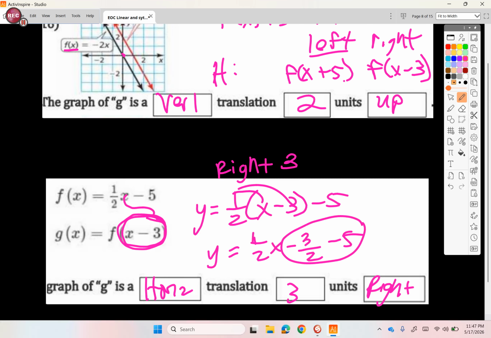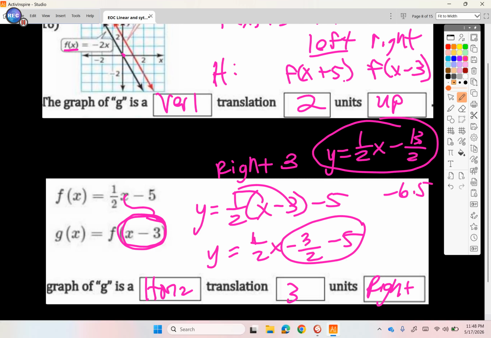So just put this in the calculator or do it in your head. Negative 1.5 gives you negative 6.5. And your equation is going to be something like this. Minus 6.5, which is 13 over 2. Or with 6.5 here instead. Alright, but since this is f of x, the new one's g of x. So instead of y, it would be a g of x.